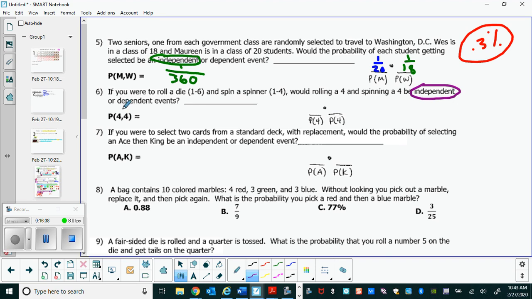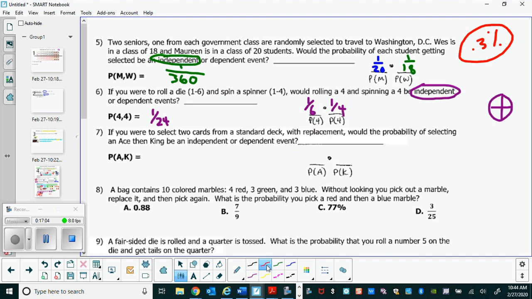Now, if we want to know what the chances are that I'm going to get a 4 when I roll the die and then a 4 on my spinner, there's a 1 in 6 chance that this will happen when I'm rolling that number cube. And if your spinner only has 4 sections and I want to know the probability of getting a 4, now this is 1/4. So when we multiply, we're going to get a 1 in 24 chance of these independent events occurring. There's a 1 in 24 chance that we'd get a 4 and a 4.